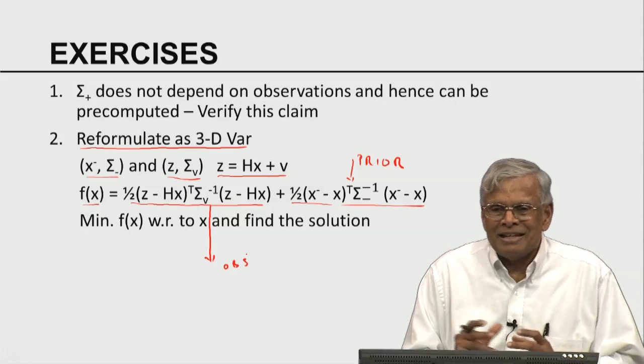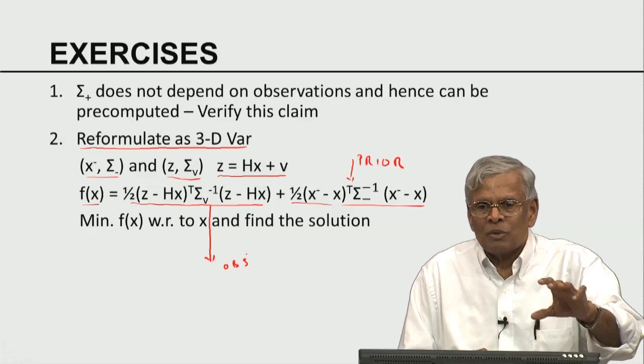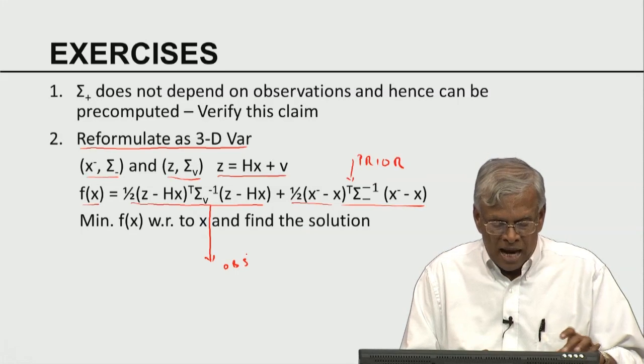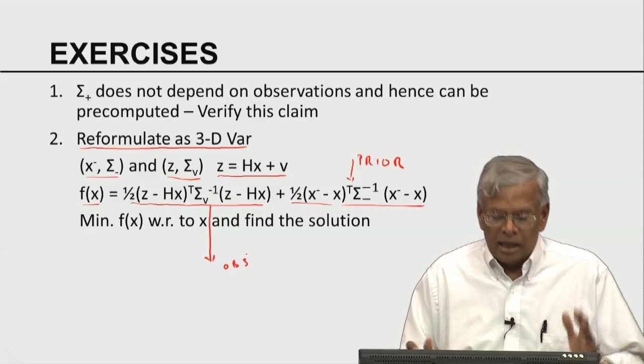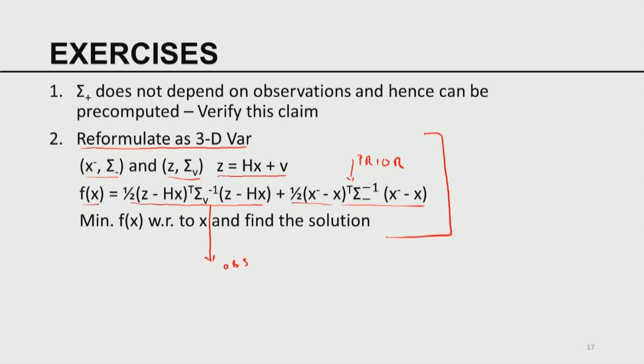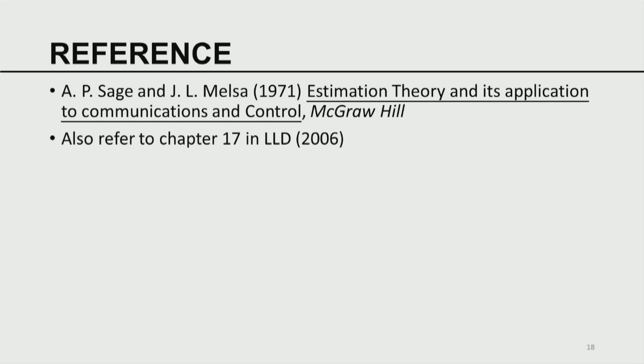Therefore, you can readily see the Bayesian framework with Gaussian distribution assumptions and the 3D-Var problem are essentially one and the same. So it's a very instructive exercise to pursue, and you already know how to do the minimization of the quadratic forms. I very strongly urge you to do the minimization, find the solution, and look at the structure of the solution. All these derivations are further expanded in the book by Sage and Melsa, 1971, Estimation Theory with Applications to Communication and Control. Also, we delve deeply into many of these in our chapter 17 in LD.